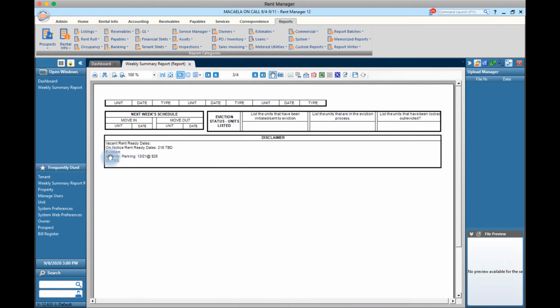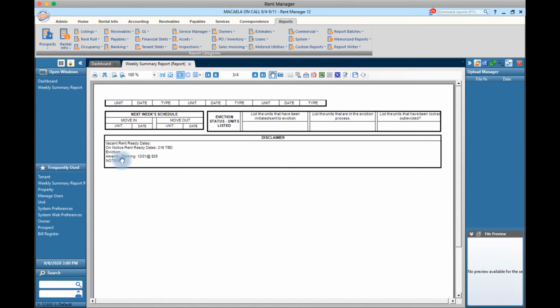And then we have amenity right here. So this just notates parking. How you read it is 12 out of the 21 spots have been rented at a rate of $25 per month. So this will also be updated as needed. And any notes can be done right here.